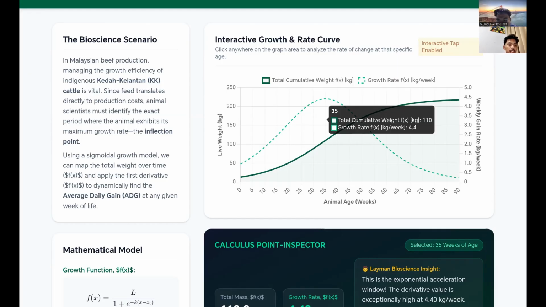To make this HTML application even better, I recommend making the layman biosis insights panel fully dynamic instead of just showing static text. For example, add a simple conditional JavaScript block to change the text as the user clicks, for example a click before week 35, and clearing the growth phase where the animal converts feed to mass very efficiently.